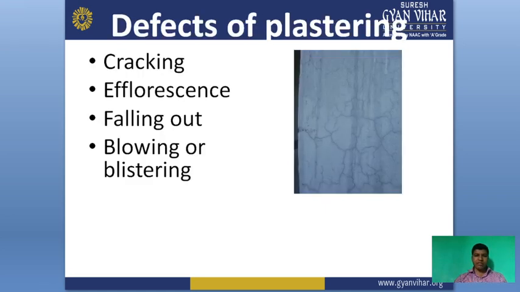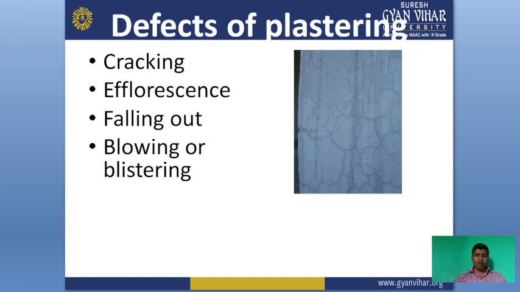And next, what are the common defects of plastering? The first defect is cracking, efflorescence, falling out, blowing or blistering. Cracking means if we are using high grade, the plaster can be cracked. Efflorescence is due to no proper setting of plastering.